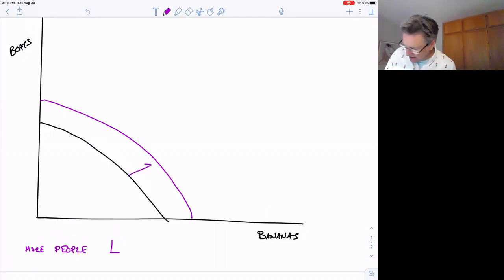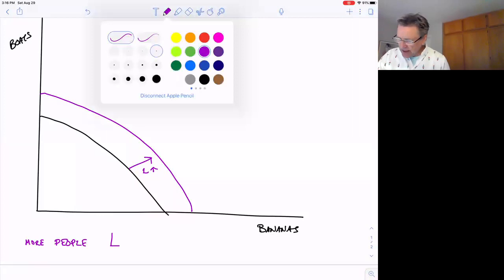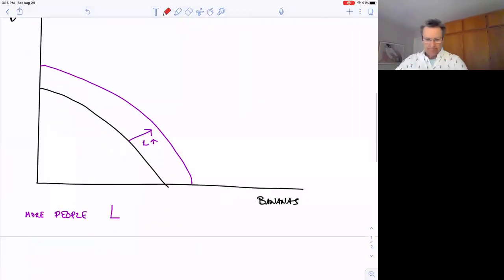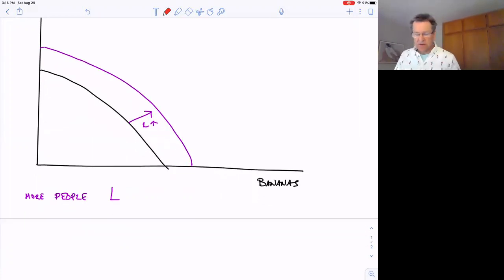So this will be more labor. If we're making nothing but boats, we should be able to make more boats. If we're making nothing but bananas, we should be able to produce more bananas. Now, what happens if we were to get, say, more farming equipment on the island? They wash ashore, and we have some more shovels and hoes and bulldozers, maybe. So we'll say more farming equipment.